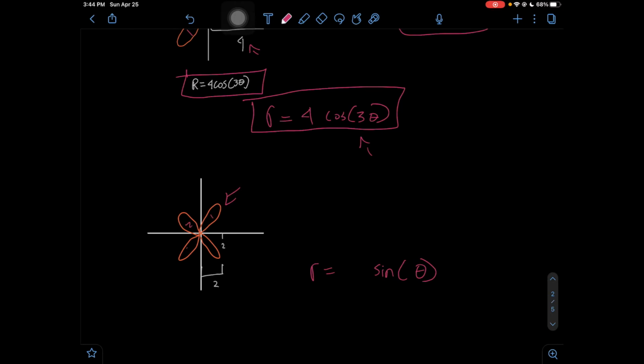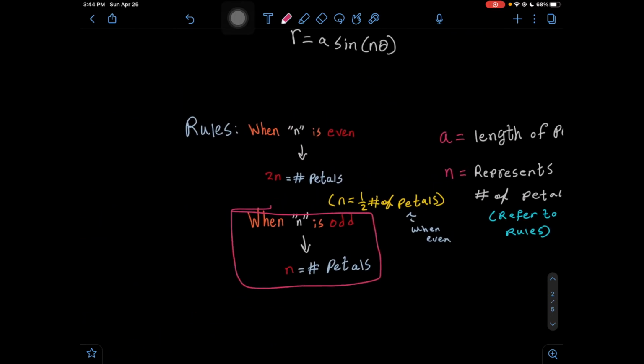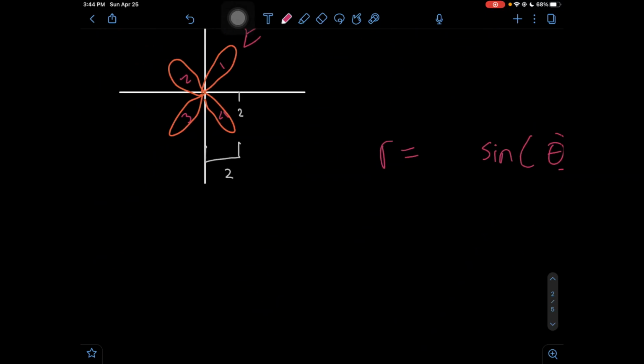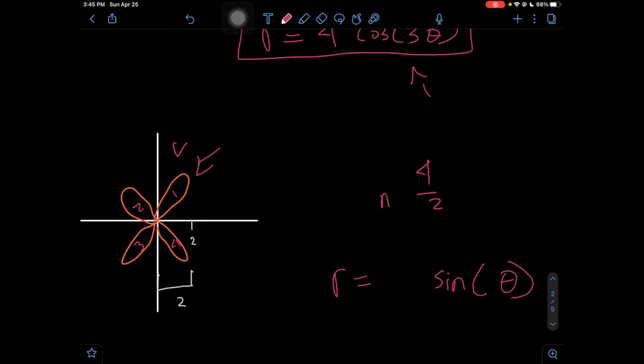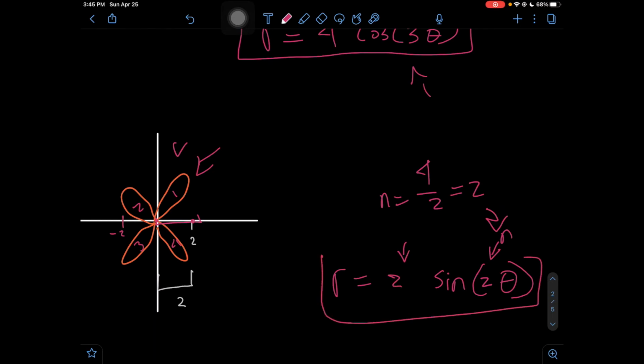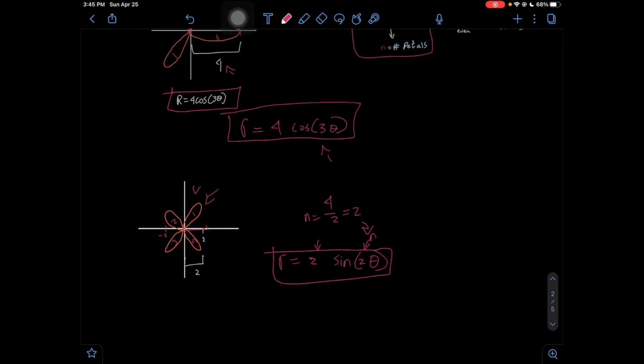1, 2, 3, 4. And if we refer back to our rules, when n is even, we have 2n equals the number of petals. So if we divide our number of petals by 2, we'll get n. Well, we know n equals 4 over 2. 4 over 2 is obviously just 2, so we know n equals 2 theta. This is our n value. Now we need to find the length of each petal, which is our a value, which goes here. Well, we said that we can see that from our graph, the length of each petal is about 2. This would be negative 2. And so we have a length of 2. And that is going to be our equation for the second rose curve.